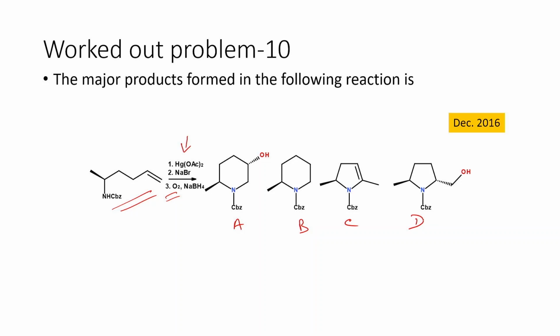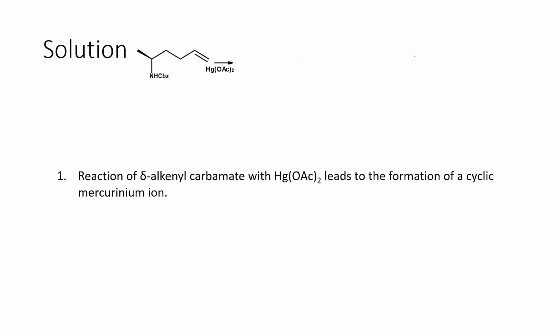This question was asked in December 2016, and if you look very carefully, the last step is a sodium borohydride reduction. So basically there may be a carbonyl unit which is reduced to this particular one. Option A has a hydroxy unit, option D has a hydroxy unit. So we can rule out B and C because they do not have a hydroxy unit. Let us move on to how the reaction actually proceeds.